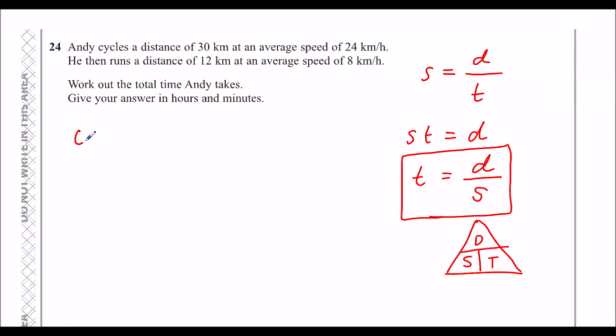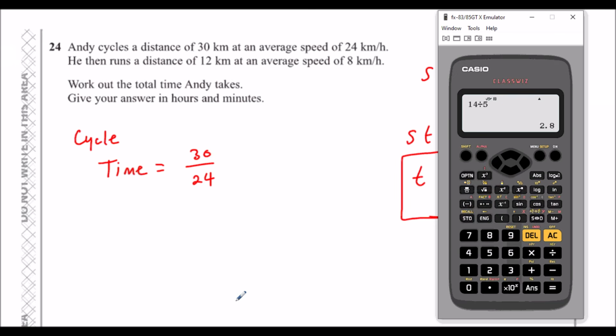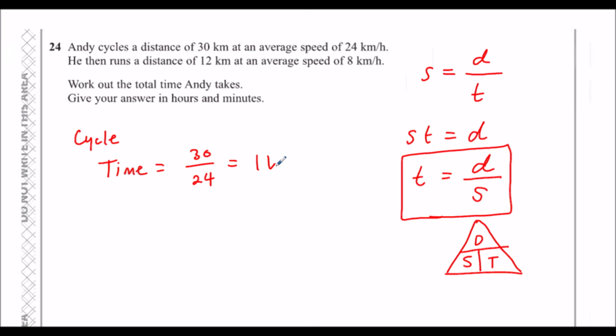So for the cycle, time is equal to distance, 30, over speed, 24. 30 over 24 is 5 quarters, or 1.25. Now that's hours. 1.25 hours. We really want hours and minutes, so we can press the time button here, and it says it's 1 hour 15 minutes. A quarter of an hour is 15 minutes.